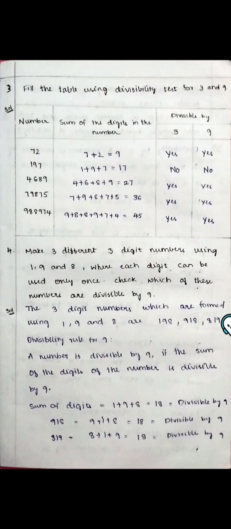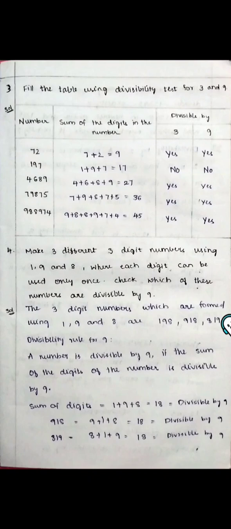Similarly, 197. If we add 1 plus 9 plus 7, we get 17, which is not divisible by 3 and 9 also. And the next one is 4689. 4 plus 6 plus 8 plus 9 is equal to 27. We get 27 in 3 table and 9 table. So both are divisible. So the number 4689 is divisible by 3 and 9.